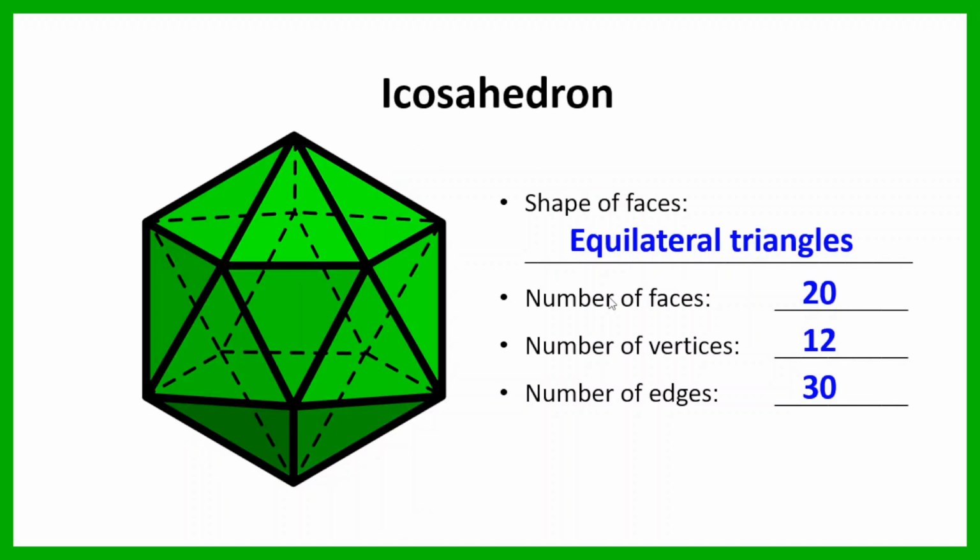And then the icosahedron has got equilateral triangles for the faces. There are 20 faces altogether. There are 12 vertices and 30 edges.